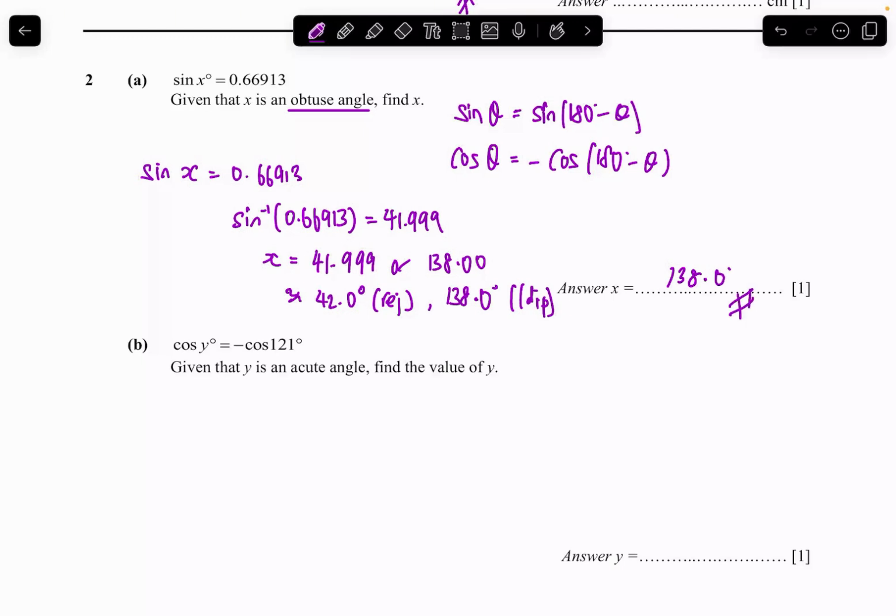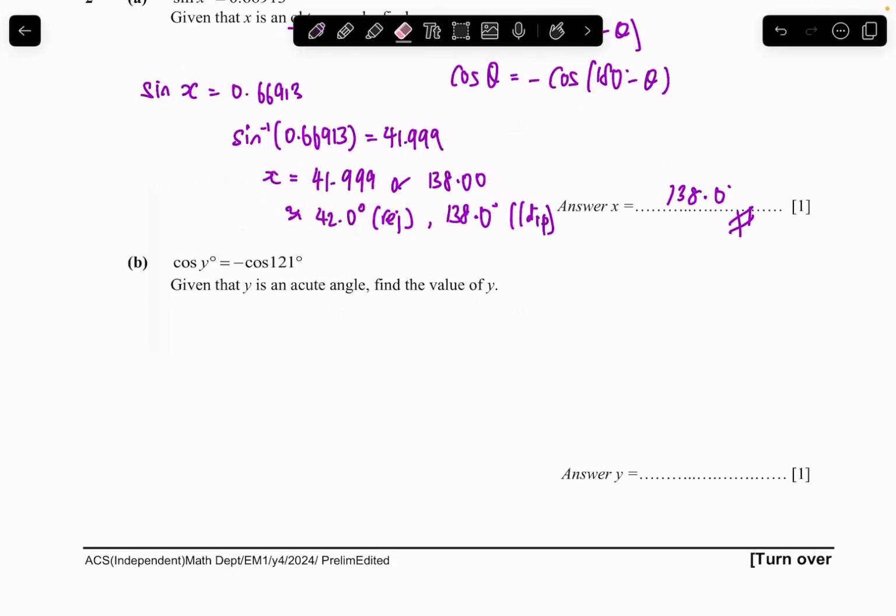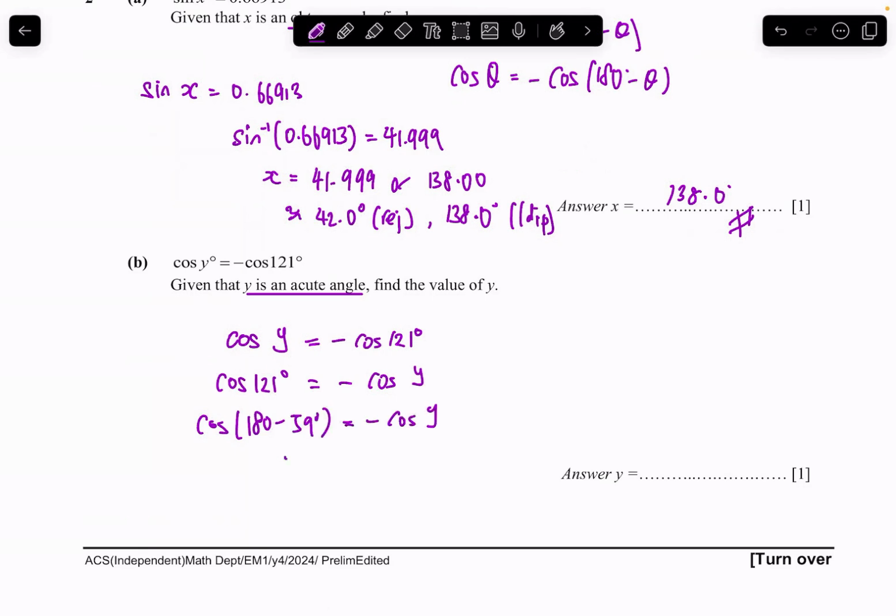Cosine y equals negative cosine 121. Okay, given that y is an acute angle, find the value of y. Right, y is an acute angle. Okay, so sorry, write down the question first. Cosine y equals negative cosine 121 degrees. Okay, so throw it to the other side. We have cosine 121 equals negative cosine y. Right, so cosine 121 is actually negative cosine of 180 minus 59, equals negative cosine y. So therefore, y equals 59 degrees based on the cosine formula.